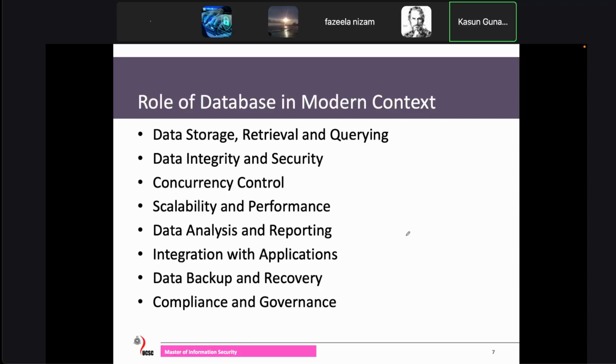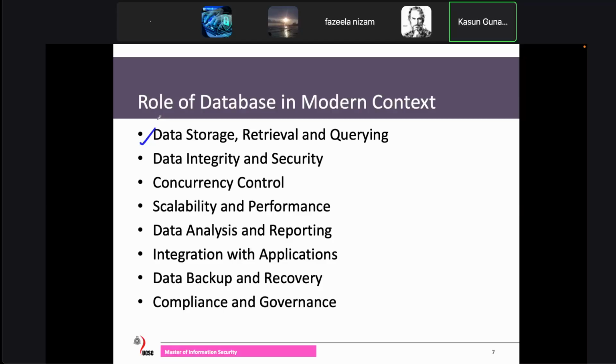So if we look at the role of the databases in modern context, first thing is basically the data storage requirement. So it's mainly a storage mechanism. But we know that in the modern context, the role of the database goes beyond the basic requirements of data storage. So right now it demands lots of other features as well. So as the first role, it's a storage medium or the storage mechanism.